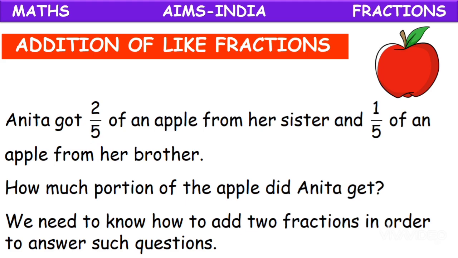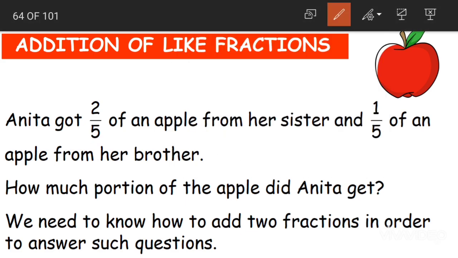That means this apple was divided into 5 equal parts, children. 1, 2, 3, 4, 5. The apple was divided into 5 equal parts, and out of it Anita got 2 from her sister and 1 from her brother. Now we should find out in total how much portion of this apple did Anita get. Okay, now how do we find out?